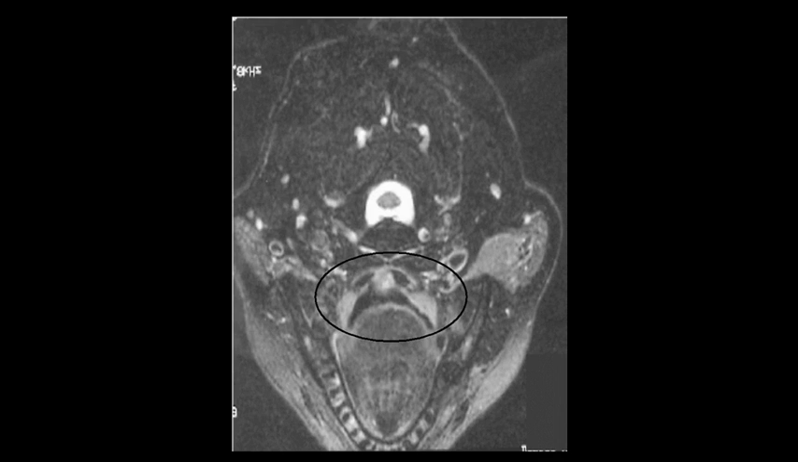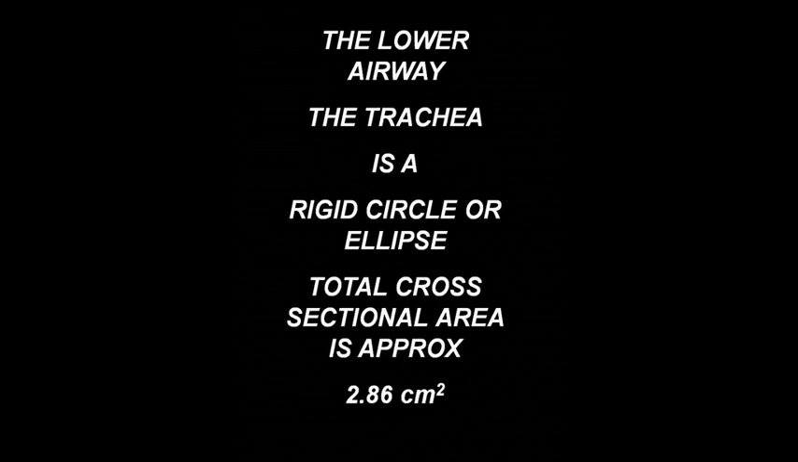It shows that at this level, the upper airway is a fairly narrow cleft, and what's interesting is that it's a crescent shape. The lower airway, the trachea, is rigid and oval shaped, with a cross-sectional area of 2.86 square centimeters in the average adult.